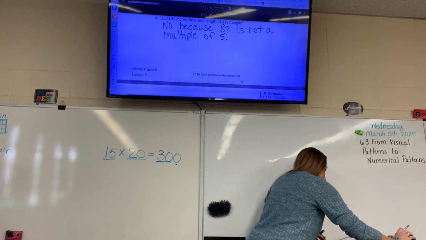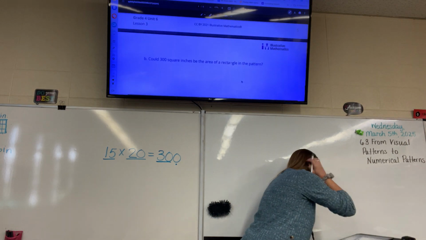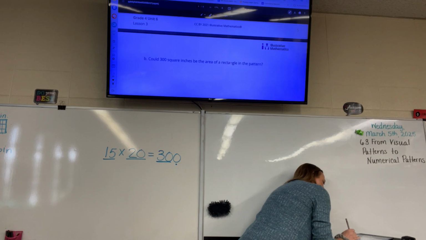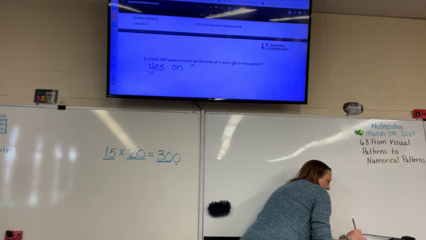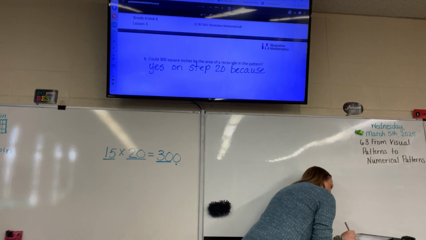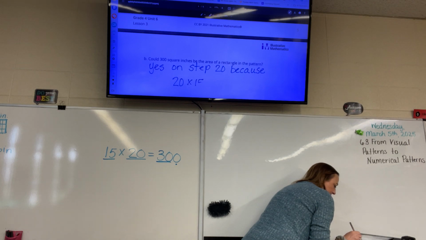So here we go. Could 300 square inches be the area of a rectangle in the pattern? Yes. On step 20. Because, and then we're just going to write the equation. 20 times as many as 15 equals 300.